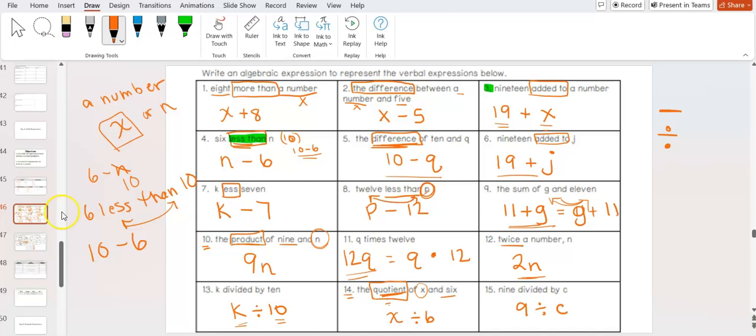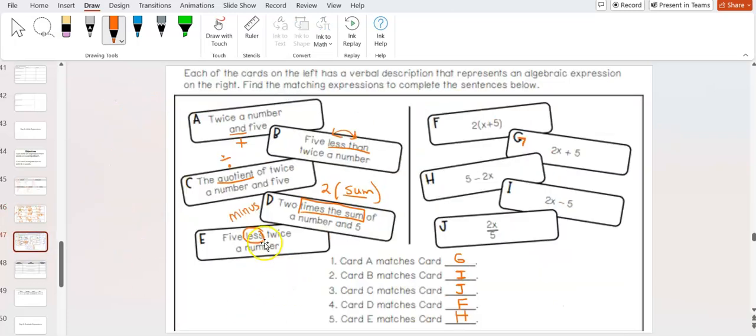And I've never heard that before. I don't think you're going to see that on a test. But the only reason I know that would be true is because the only thing that's left is H. So 5 less, twice a number. But again, I've never heard it phrased that way. Okay, so there's our cards.